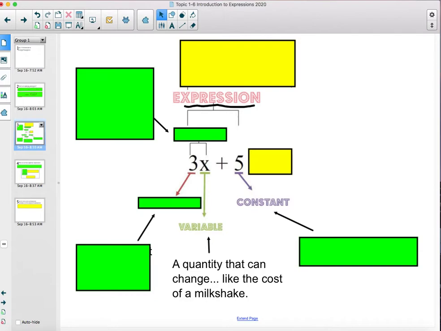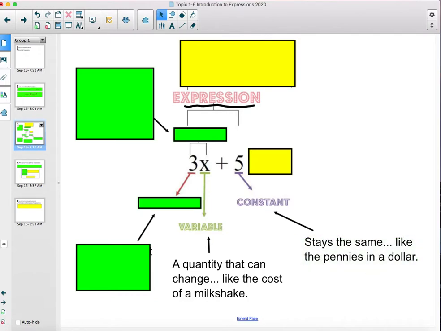A constant stays the same, like, for example, the pennies in a dollar. There will always be 100 pennies equal to $1, okay? That is a constant that we work with. Now, over here, we have some other things to think about. So now we know what the variable is and what the constant is.